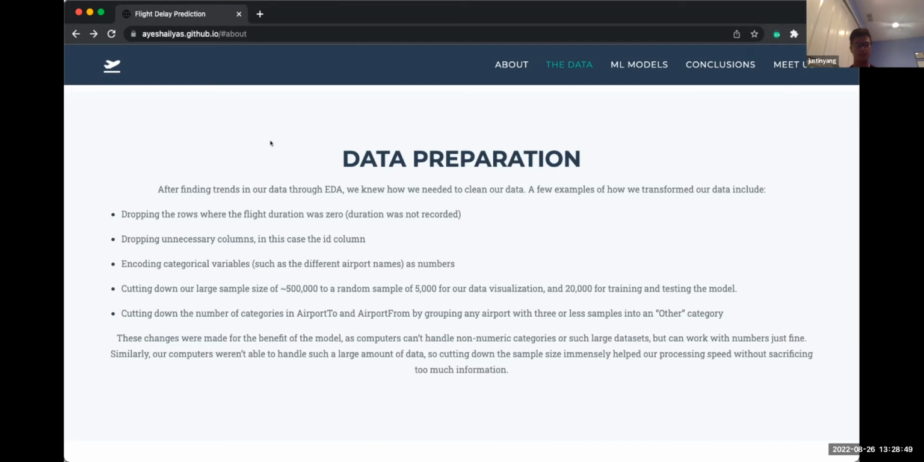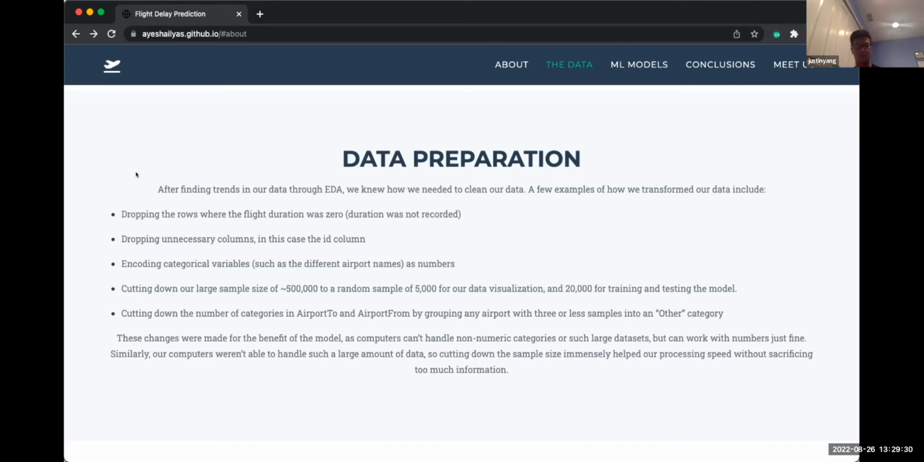Then we also encoded categorical variables, such as the different airport names and airlines, into numbers. Since our model can't understand strings, we had to change them into numbers. We also cut down a large sample size of 500,000 to a random sample of 5,000 for data visualization and 20,000 for training and testing the model. But computers can't handle the large amount of data, so cutting down our sample size helped our processing speed. We also cut down the number of categories in airport to and airport from by grouping any airport with 3 or less samples into another category, as mentioned before.